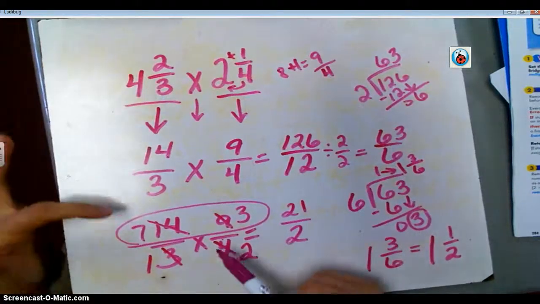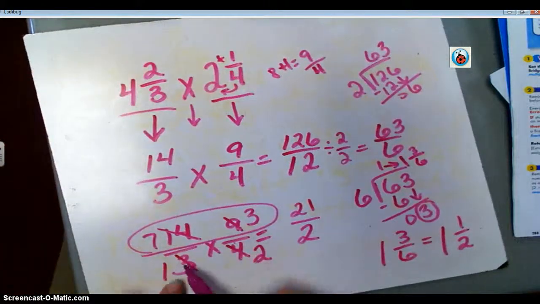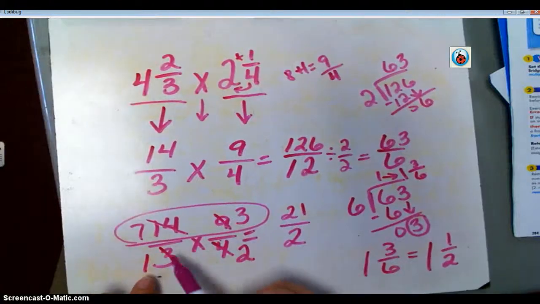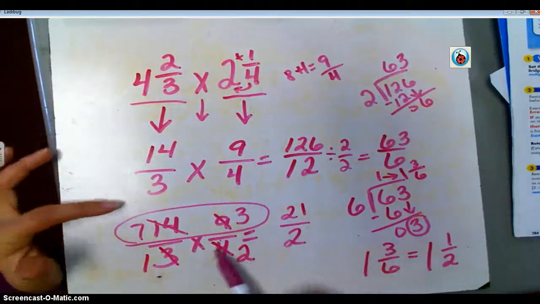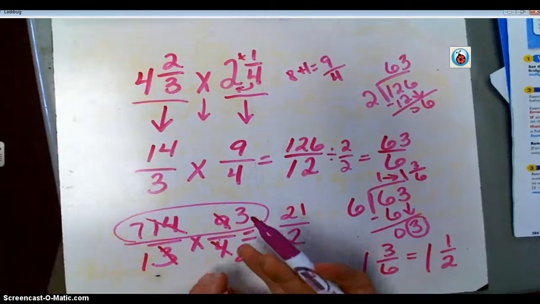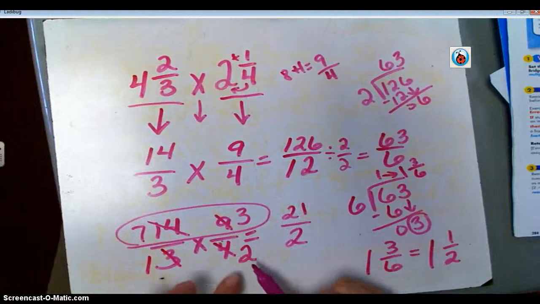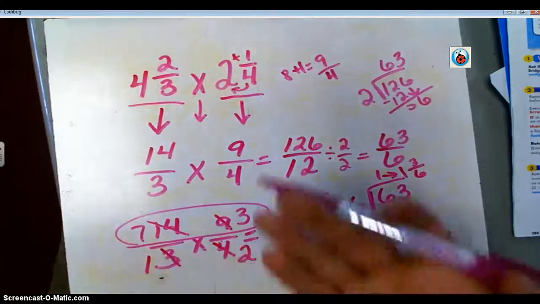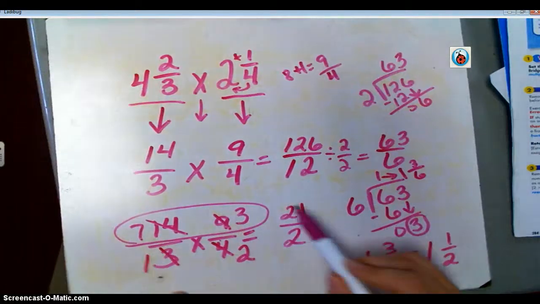Do you guys notice that most of the time that we've been reducing, it just so happens that they'll go into themselves? Like 3 goes into itself 1 time, 3 goes into 9 3 times. But this time, 4 didn't actually go into 14. However, they did have a factor in common, and that factor was 2. What if they don't have that? If they don't have a factor in common, then you can't reduce them. Okay? So no, we're not done.